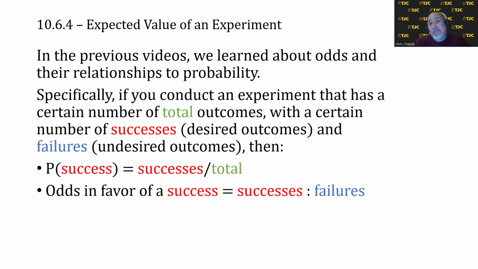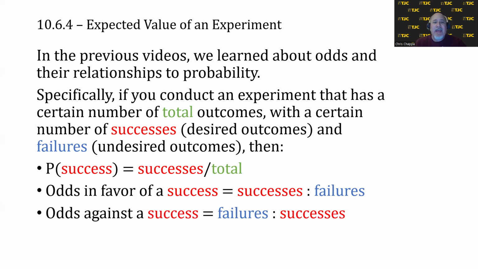The odds in favor of a success, whatever we put after that is deemed a success, is the ratio of the number of successes to the number of failures. And the odds against a success, again, whatever event or outcome is mentioned after the phrase odds against, we deem a success. The odds against a success are the number of failures compared to the number of successes.